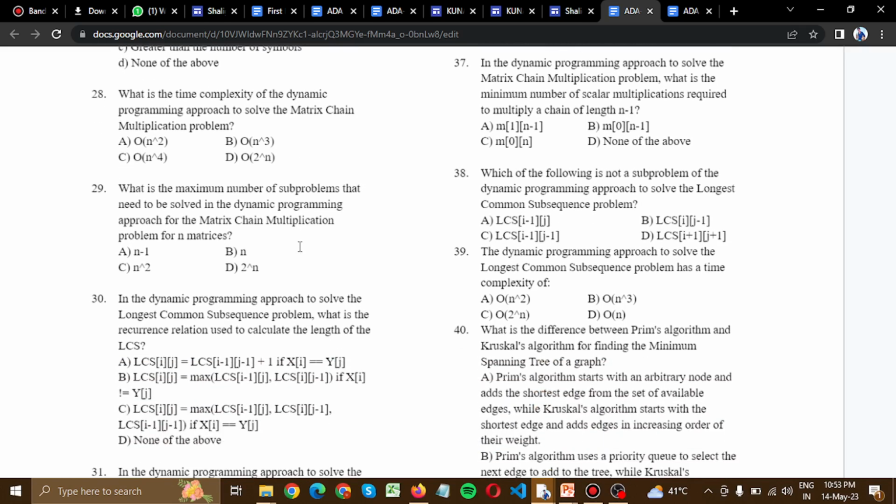Next question, what is the maximum number of subproblems that need to be solved in a dynamic programming approach for the matrix chain multiplication problem for n matrices? And the correct option is C, that is n square.